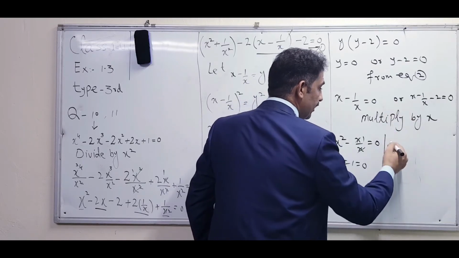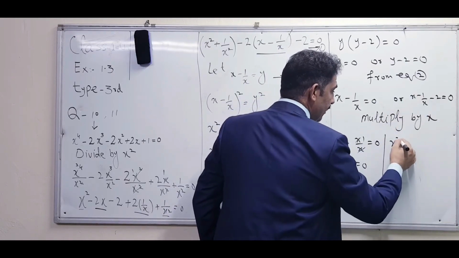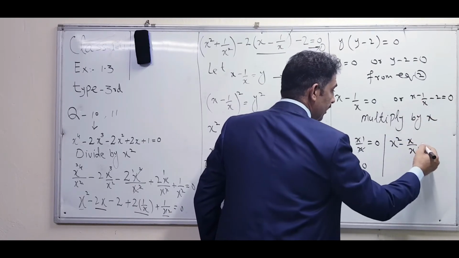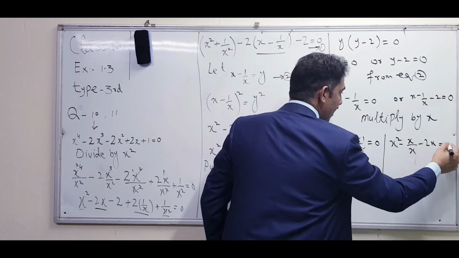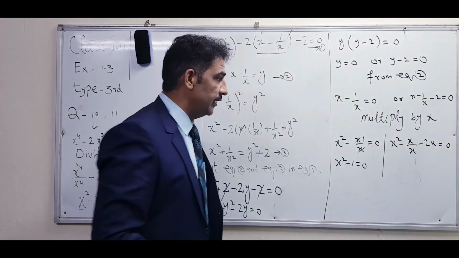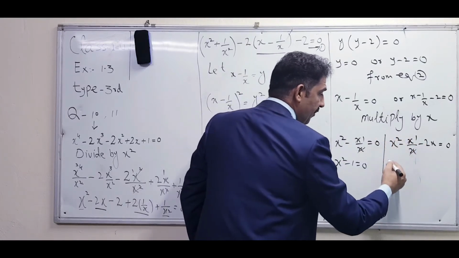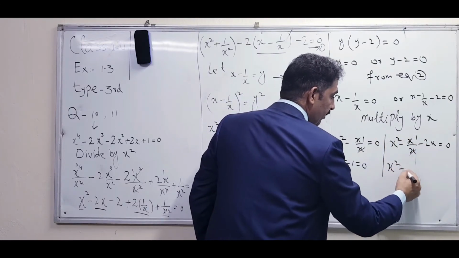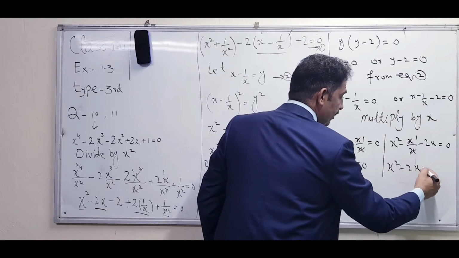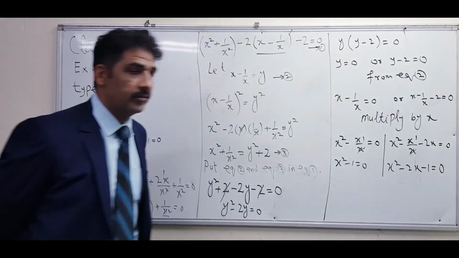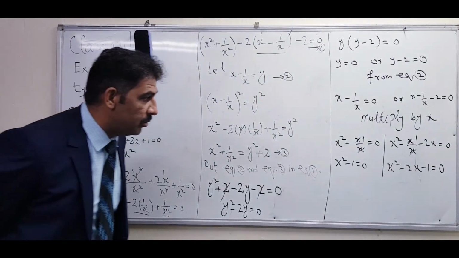And on this side, x multiplied by x square minus x over x, second term, then minus 2x. Here 0, x is 0. Here x also will be cancelled. What will the equation become here? x square minus 2x minus 1 is equal to 0.